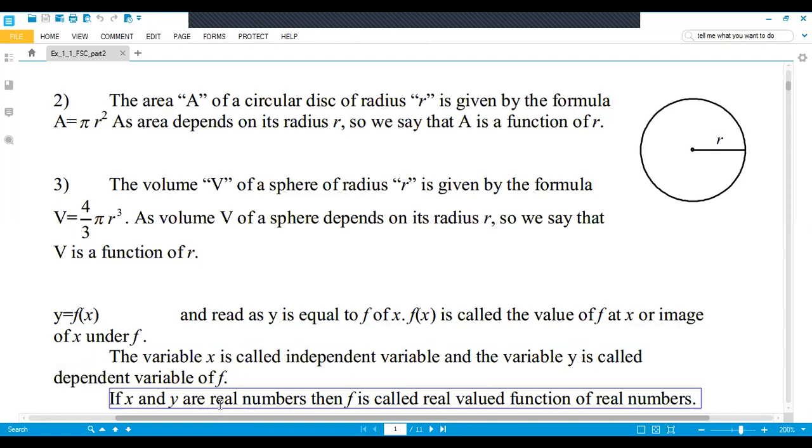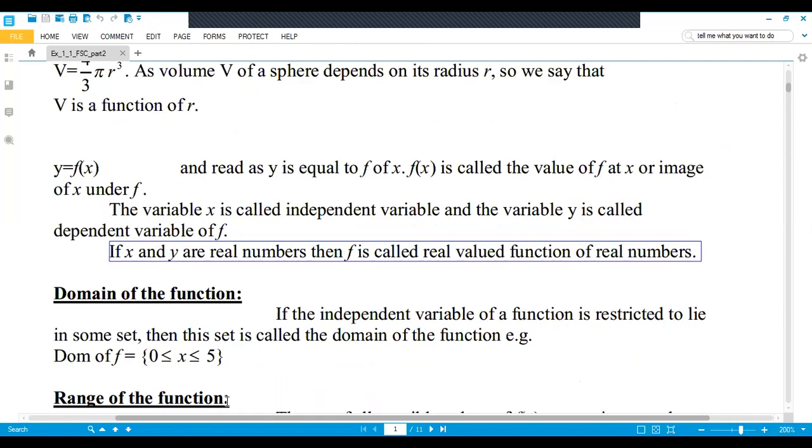If x and y are real numbers, then f is called a real valued function of real numbers. It means that if the values of x and y both are real numbers, then we say that f is called the real valued function of real numbers.